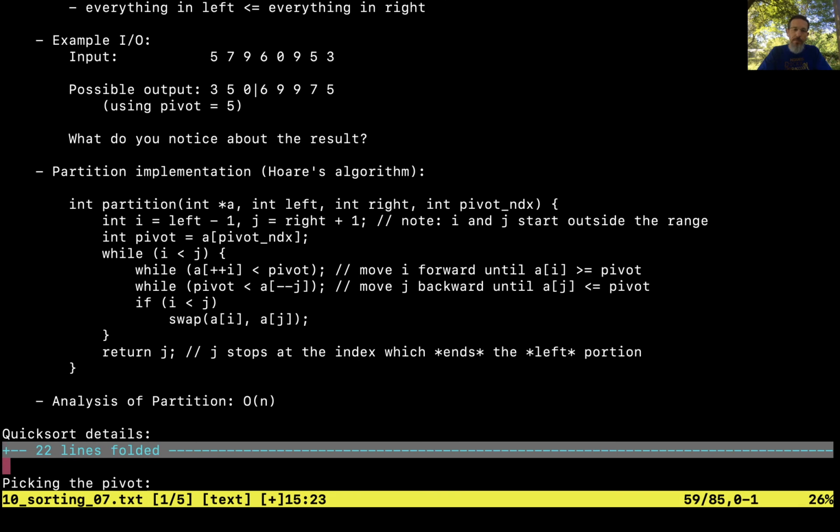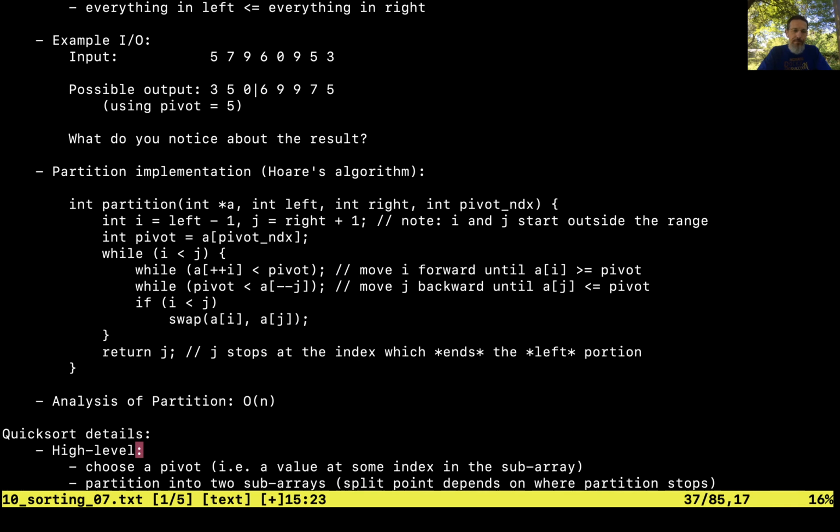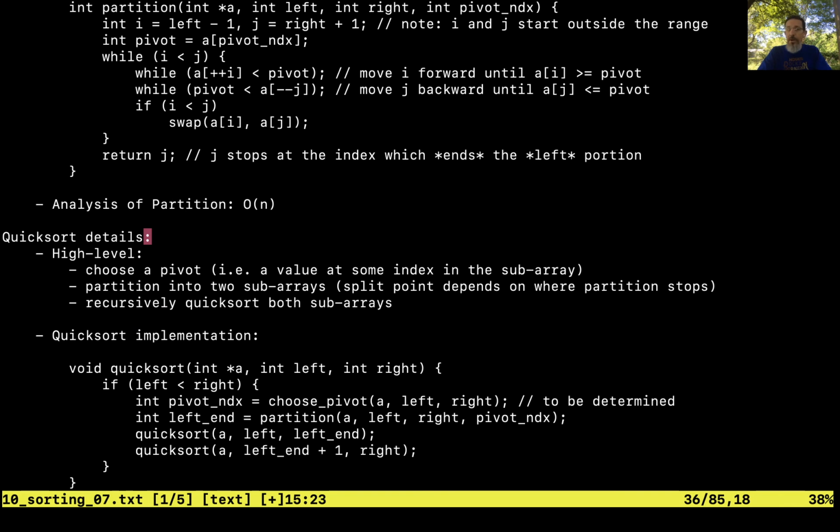Okay. All right, so now that we understand the partition algorithm, which is the core of the Quicksort algorithm, we can go over the details of Quicksort itself.